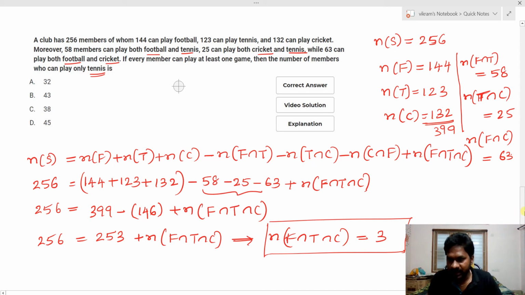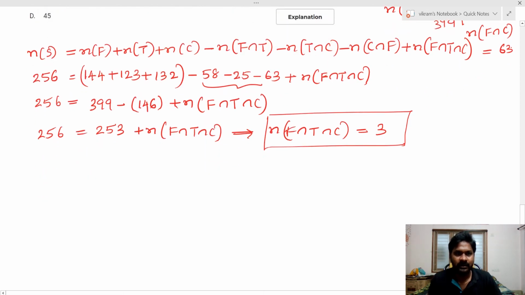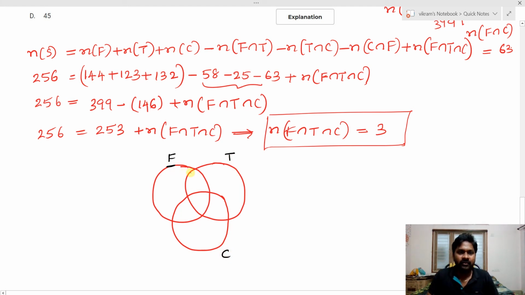Now, moving forward with the help of the Venn diagram, we are able to get the results. Here, let this circle represent the number of players who can play football, this is tennis and this one is cricket.